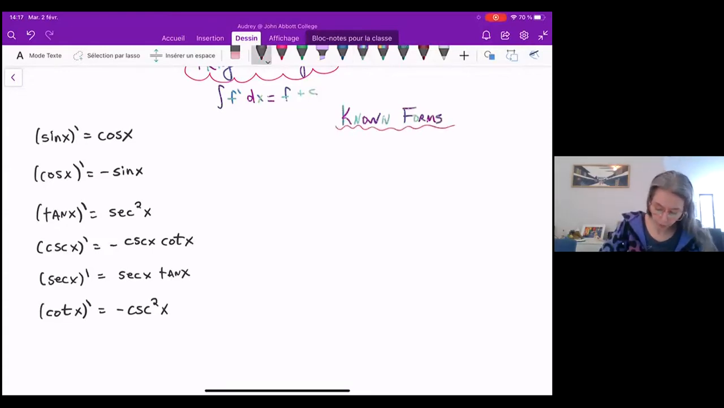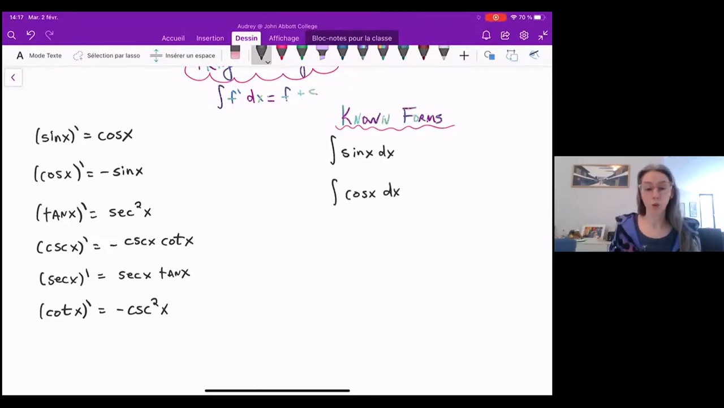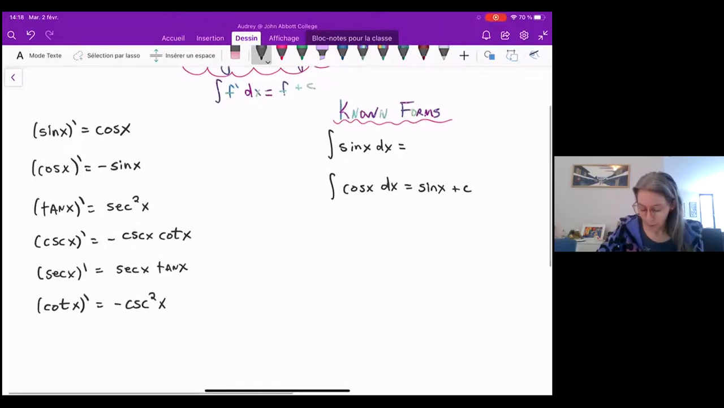So the first new known form would be that I know the integral of cosine x. What is cosine x the derivative of? Well, we just saw that it's the derivative of sine x. So the integral of cosine is sine x plus c. Now with sine, we have to be a little bit careful because the derivative of cosine x is negative sine x. So what is sine x itself the derivative of? That would be negative cosine x plus c. So here notice it's the sine that goes with the negative and not the cosine that goes with the negative.